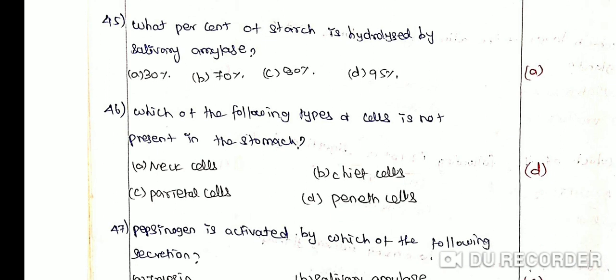Which of the following types of cells is not present in stomach? Option A neck cells, option B peptic cells, option C parietal cells, option D Pennant cells. The correct answer is option D Pennant cells. The mucosa of the stomach has gastric glands. Gastric glands have three major types of cells, namely neck cells, peptic or chief cells, and parietal or oxyntic cells. So Pennant cells is not present in the stomach.